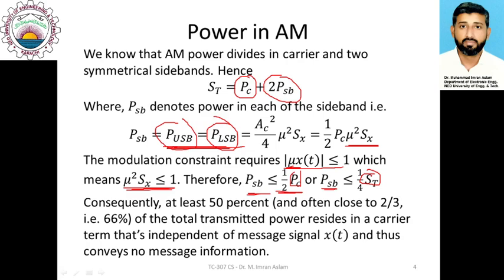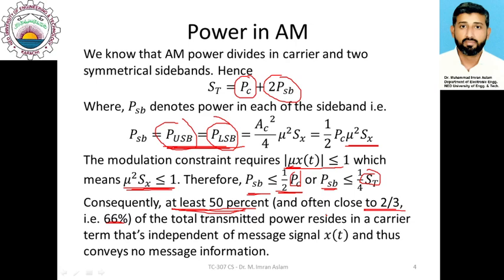It is actually 1/4, so at most we can get 25% power in each of the sidebands. Therefore, we can say that at least 50% power is contained in the carrier. So the carrier contains 50% or more power. In most cases, this power is around 66%, close to two-thirds. So out of the total transmitted power, around 66% power resides in the carrier.